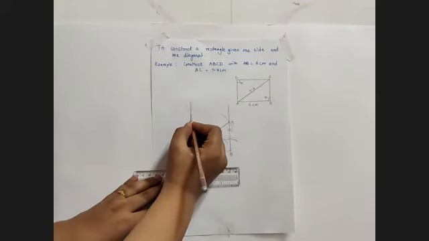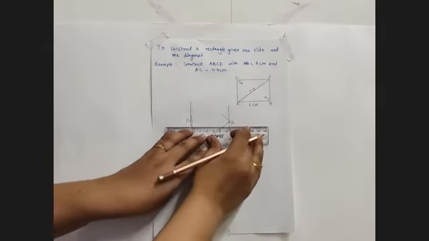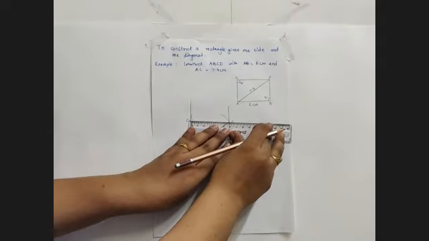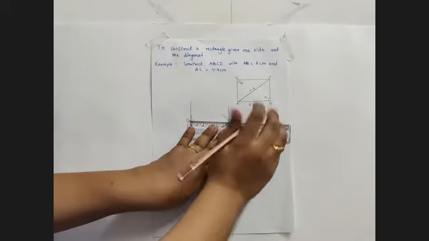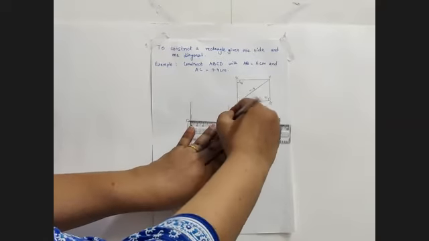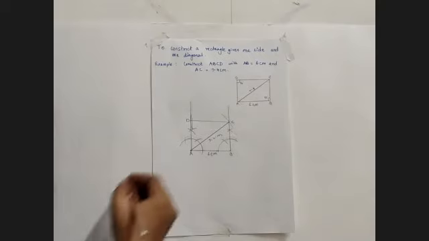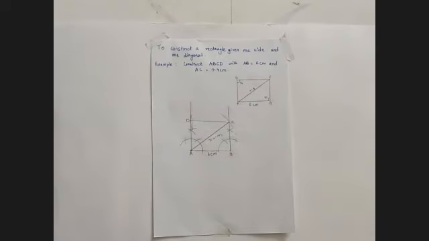So you can see this is the point of intersection, and that is B. And here you can see that it is exactly measuring 6 centimeter. That means our construction is perfect. So this is how you construct a rectangle when one side and one diagonal is given.